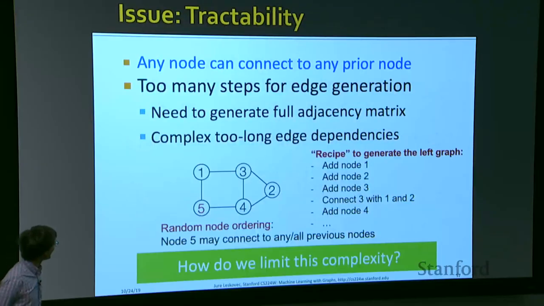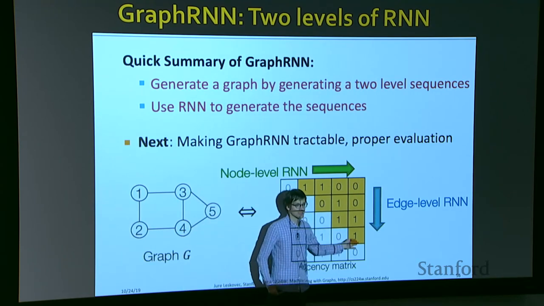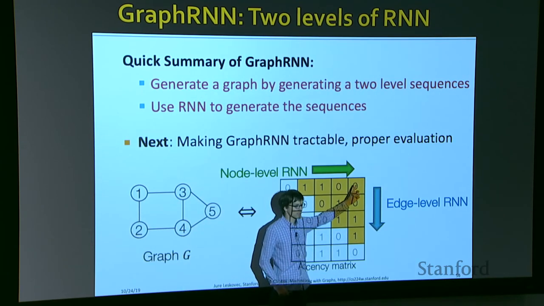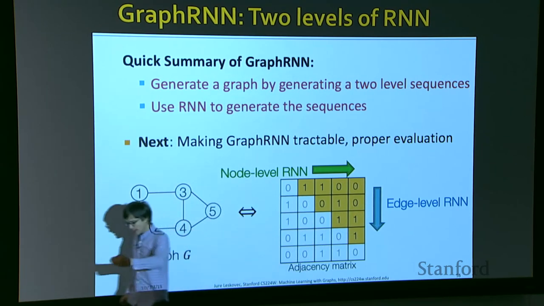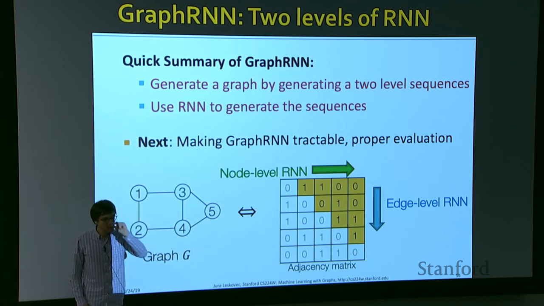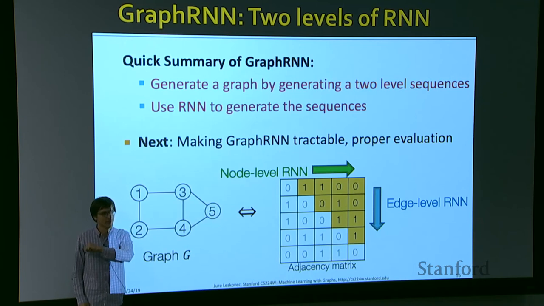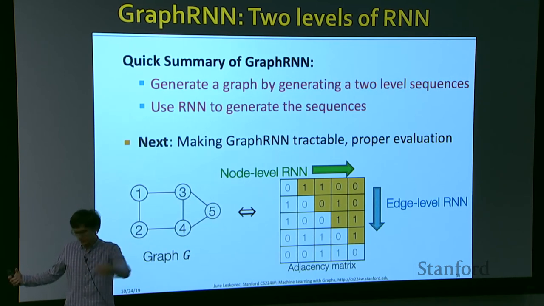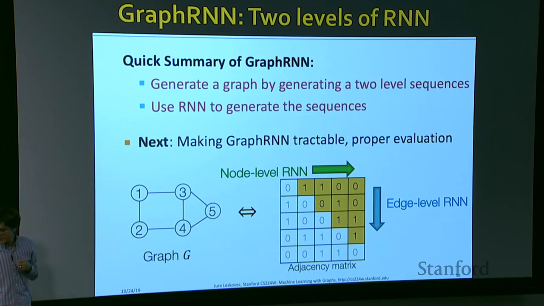Good. So what's the problem? The problem is exactly what you said. When I generate the last node, I need to remember: does it link to node number one? Does it link to node number two? If I want to generate a graph on 1,000 nodes, when I add the 1,000th node, I need to remember everything I have generated so far so that I know whether the 1,000th node should link to the first one or not. That seems very intractable.